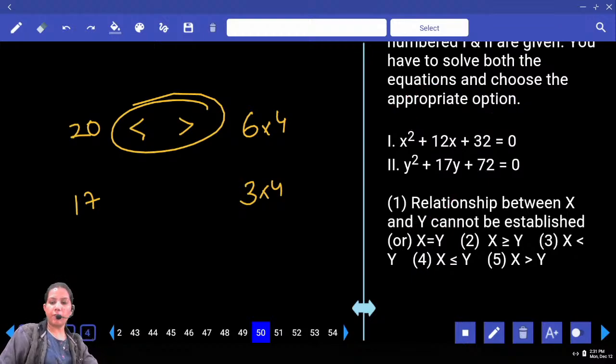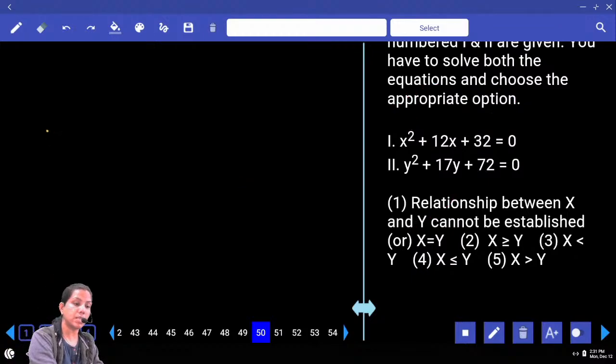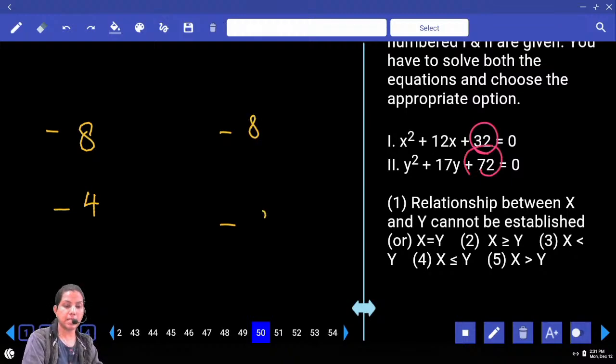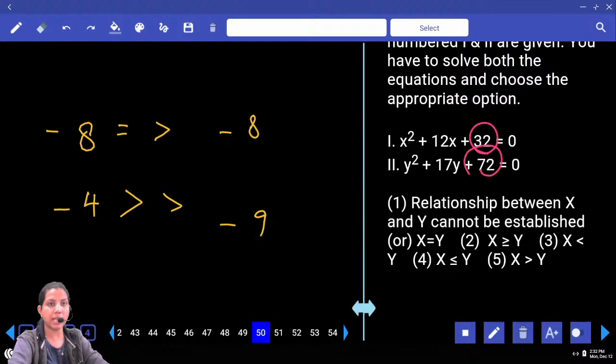Next question number 50. Both are negative roots. When negative, look carefully. Product 32, 8 4s, and product 72, 8 9s. Minus 8 and minus 8 are equal. Minus 8 is greater than minus 9. Minus 4 is greater than minus 8 and minus 9. So answer x greater than or equal to y.